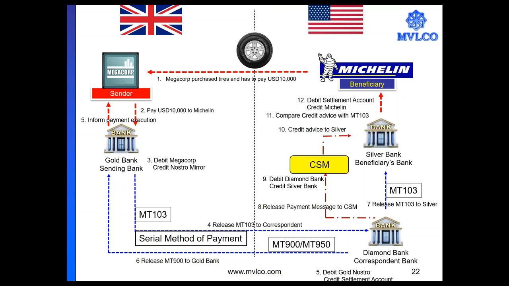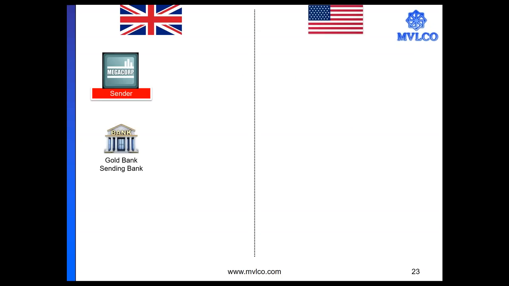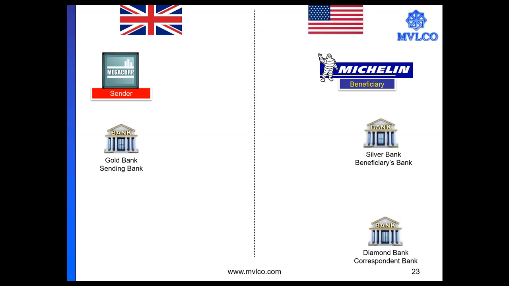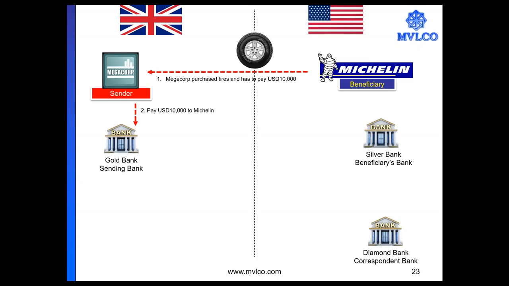Now let's move forward and understand the cover method of payment. Now in cover method of payment, I'm using the same example. So we are back to square one. I'm on the cover. The first step I have already clarified to you. Now this is the step up to which we are having both the things in common. Michelin has to be paid $10,000 by Megacorp. Megacorp tells its bank, Gold Bank, make this payment. When Gold Bank receives this instruction, they are going to debit Megacorp, credit Nostro Mirror.